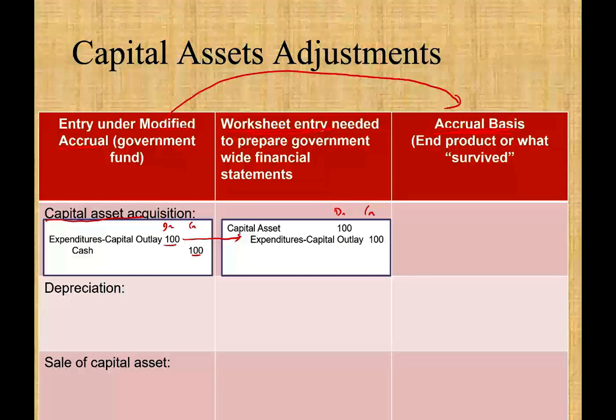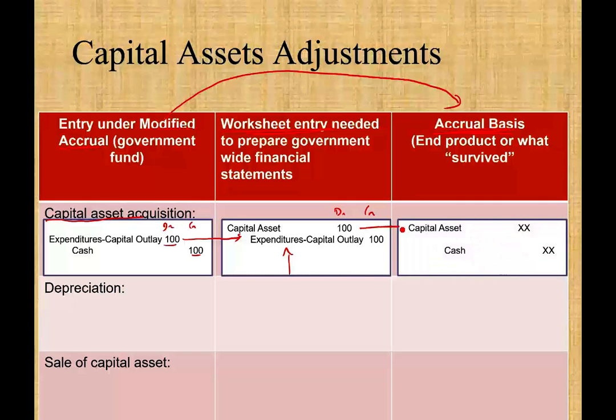Remember, this entry doesn't appear on the financial statements of the governmental fund. It's only a worksheet entry. It appears on the financial statement at the end of the year, but remember, it's a worksheet entry. Therefore, every year we have to put the beginning balance back on the books. So after we prepare this entry, what is the end product? What's going to survive is the capital asset.